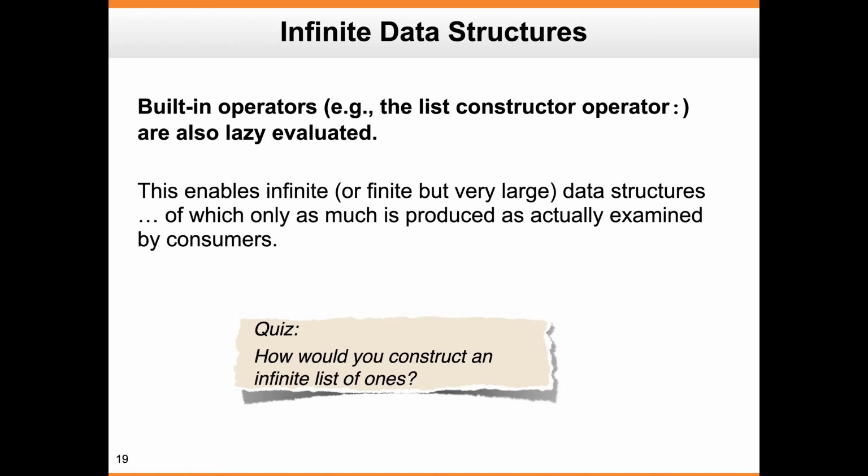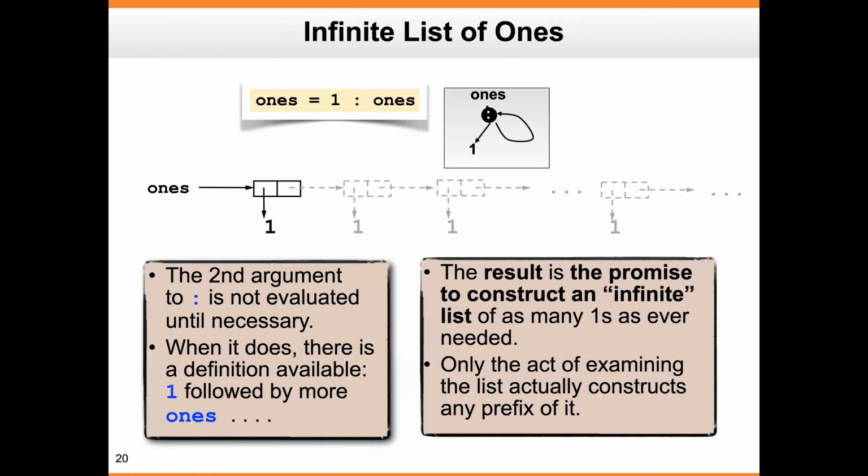So for example, one could ask, how would you construct an infinite list of ones? This is kind of a toy, nice example, not much practical use of it, but nevertheless, here is the definition in Haskell. You just write this recursive definition. The infinite list of ones consists of 1, the first element being 1, and the rest of the list, which is again defined by our definition of ones.